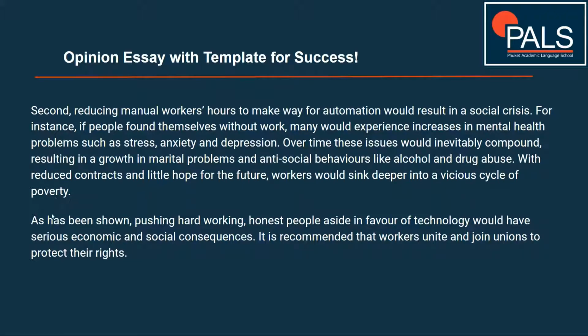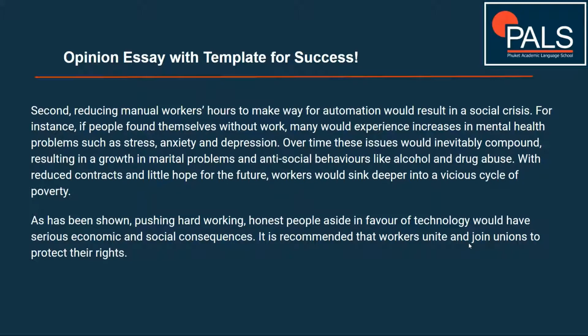Okay, so again, the first little clause here, "as has been shown," just links our conclusion to the body. And then we restate what we're trying to prove here, that if you favor technology over humans, there'll be economic and social outcomes, negative outcomes. And then we have a recommendation at the end that workers join unions to protect their rights, for some solidarity and collective decision making. Okay, so that is it.